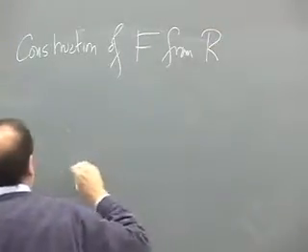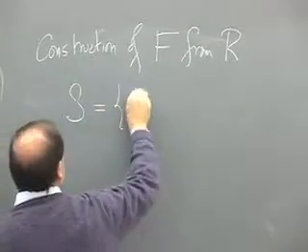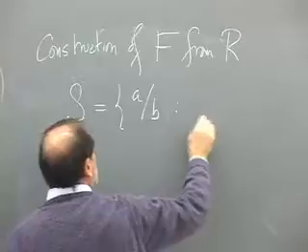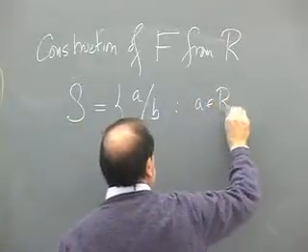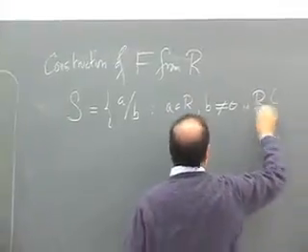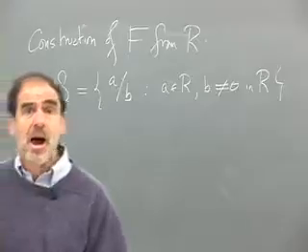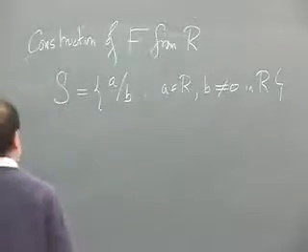You start with the set of all symbols of the form A over B, where A is in R and B is not equal to 0 in R. So that's a set. Okay? On that set, I put the following equivalence relation.